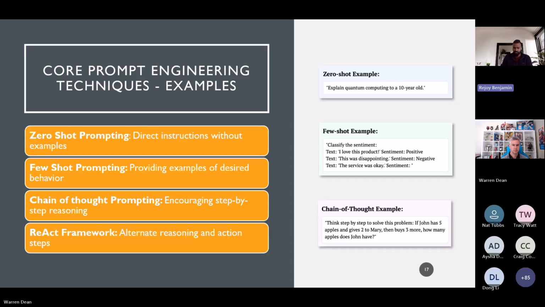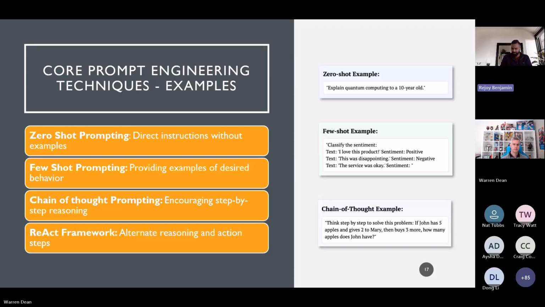Another example is the few-shot example. In there, you're classifying. So, I love this product, and the sentiment there is positive. You're giving an example of what you think would be a positive sentiment, what would be a negative sentiment, and what would be just a regular sentiment.